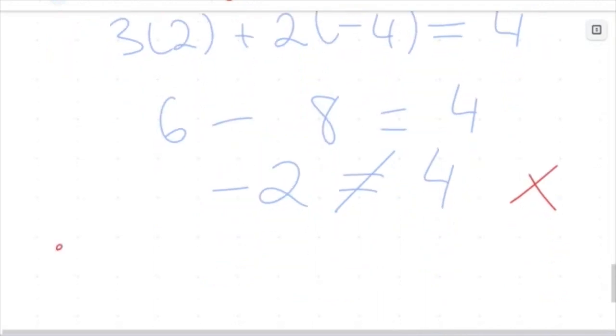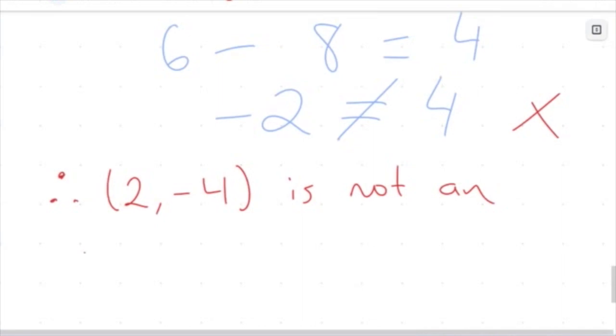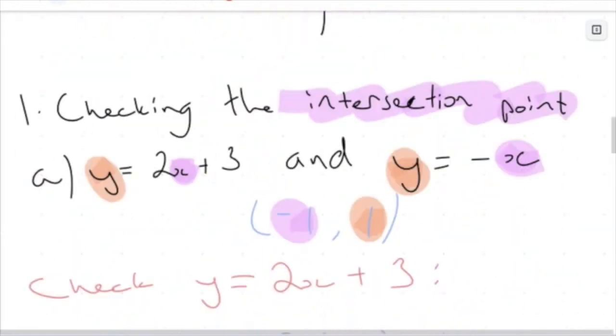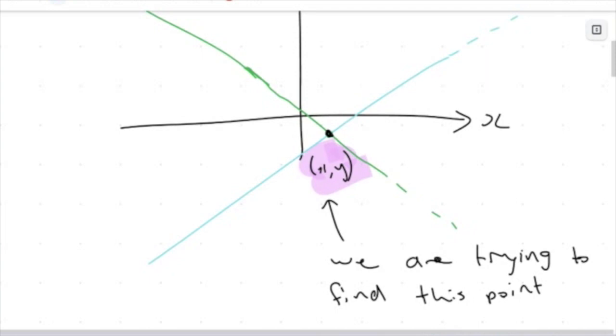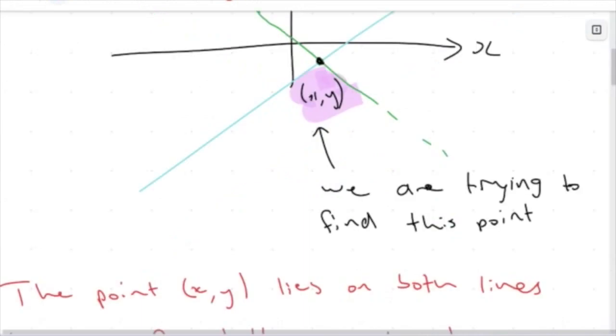So we can say, therefore, 2 and -4 is not an intersection point because it doesn't even lie on one of the lines. It's a point on one line, but not a point on the other. So there is no way we can have this as an intersection point. Remember, guys, if I scroll all the way back up here, the intersection point has to lie on both lines. And the way it lies on both lines is it has to be a solution to both equations. Not just one, we need it for both.